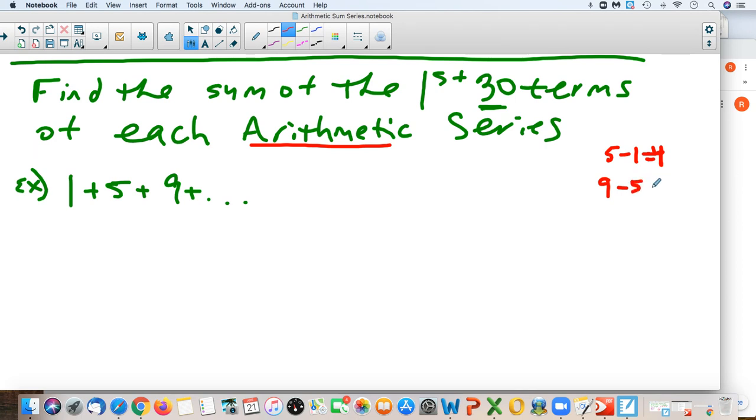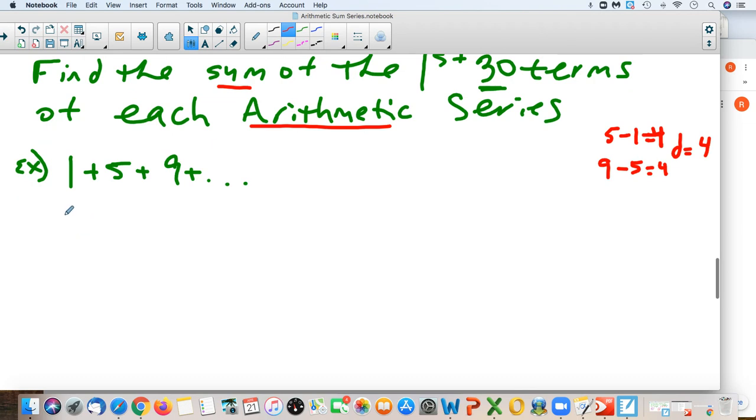And we also get 4. So I'm noticing we have a common difference of 4. When you have a common difference, we use arithmetic formulas. So you might say, well, this is easy. We want to find the sum, so use the arithmetic sum formula. Okay, I agree with you on that.